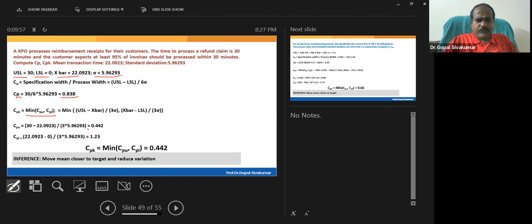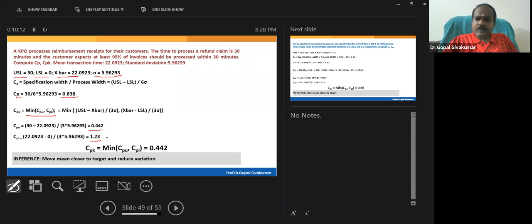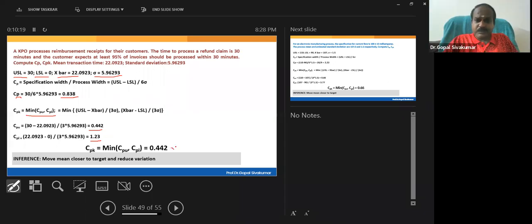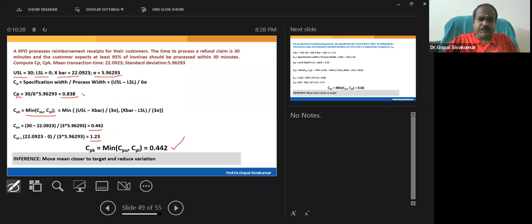Now you have two values. Cp upper is 0.4, Cp lower is 1.23. Tell me which one you will choose, the minimum one or the maximum one? Minimum one. Out of the two, whichever is minimum, 0.4, not the maximum. So Cpk, minimum only you should take. Cpk is 0.4. Now it tells us Cpk is 0.4, Cp is 0.8.